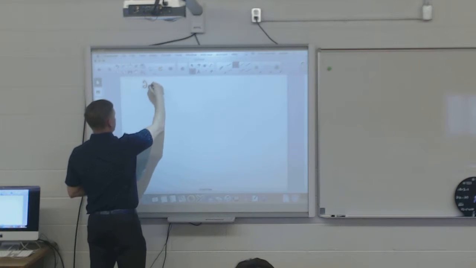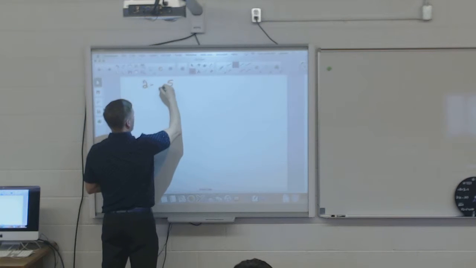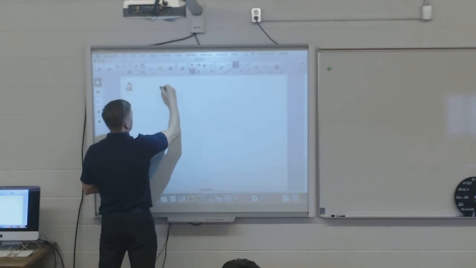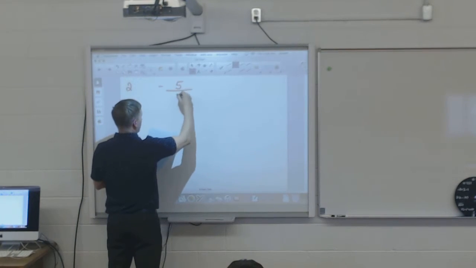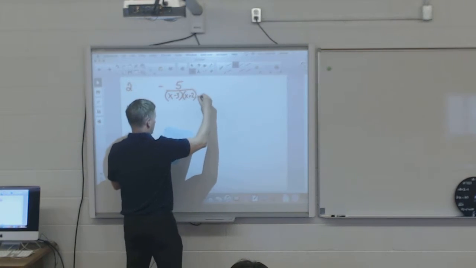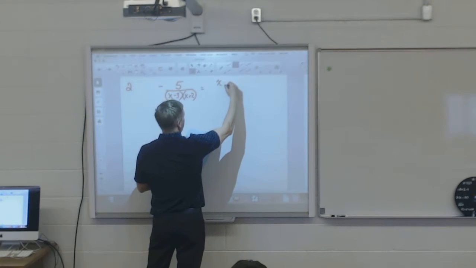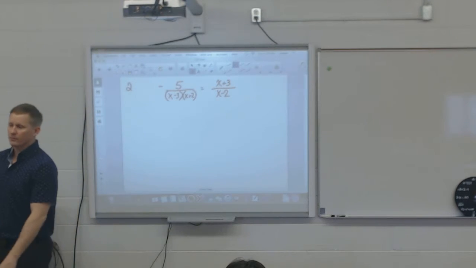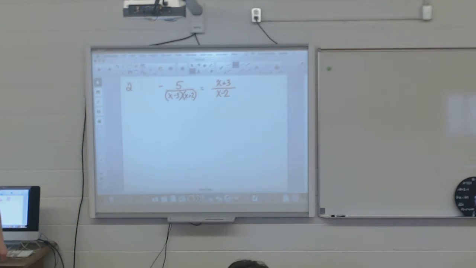Well, I'll do the whole thing. 2 minus 5 over x minus 3 x plus 2 equals x add 3 x minus 2. All right. Now, the difference between simplifying a polynomial expression and solving a polynomial expression is when you simplify, you keep the denominator. When you solve, you get rid of the denominator. What's the common denominator here?